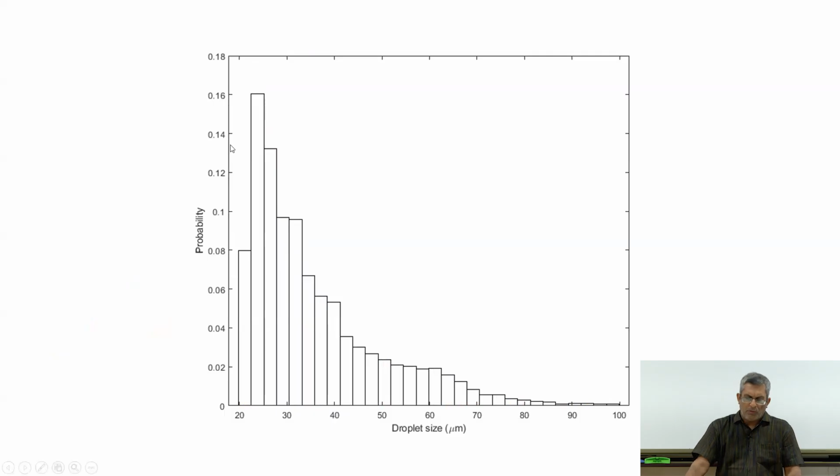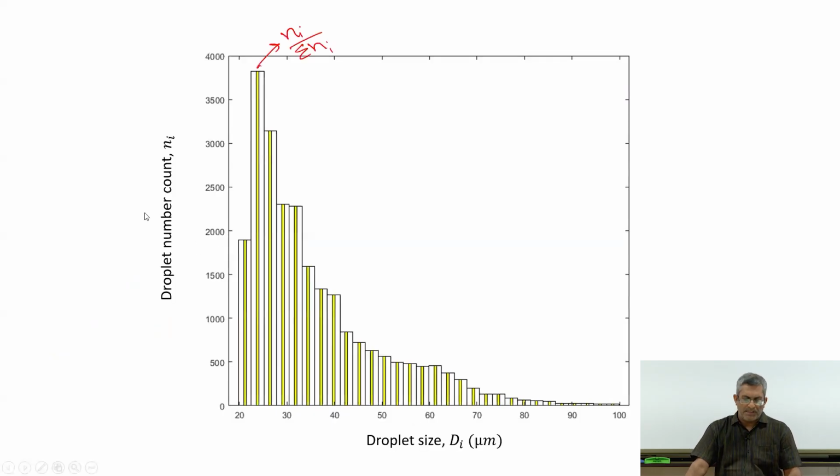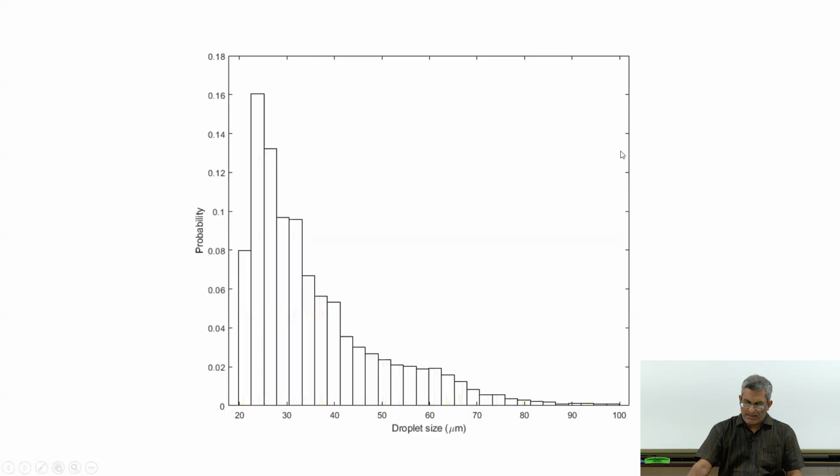Okay, so why do we need to calculate the probability? What is the problem if we just keep the number count here? So in that case, comparison between different cases will be difficult. Why? Because this number count depends on the total number of data that we measure. Let's say in one experiment you measure 10,000 droplets. In the second experiment you measure 20,000. Then obviously these numbers will be higher for the second case. So how do we compare? So that is why we normalize the number with the total number. So this is how we get the probability distribution.